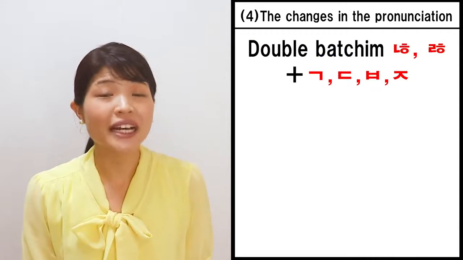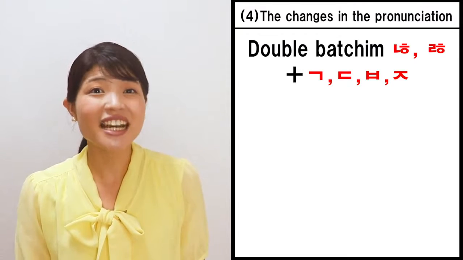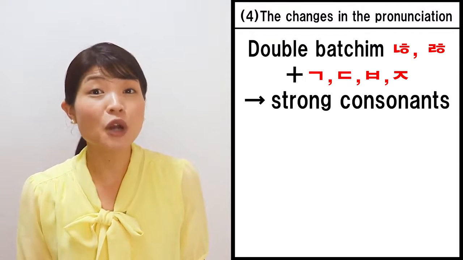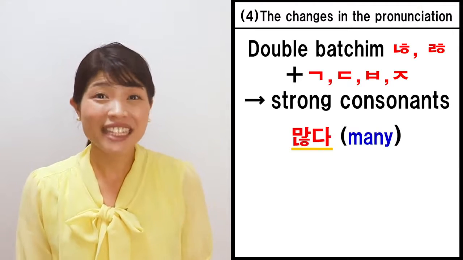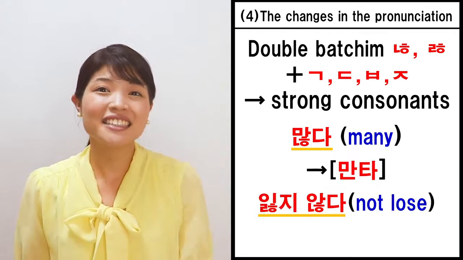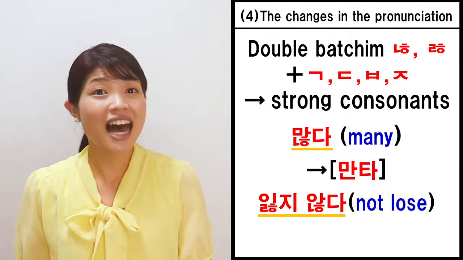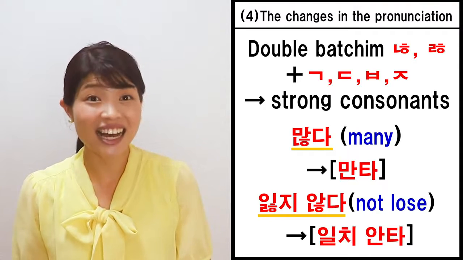Also, when these consonants come after 니은 히읗 or 리을 히읗, the pronunciation becomes strong consonants as well. 많다, many. 잃지 않다, not lose.